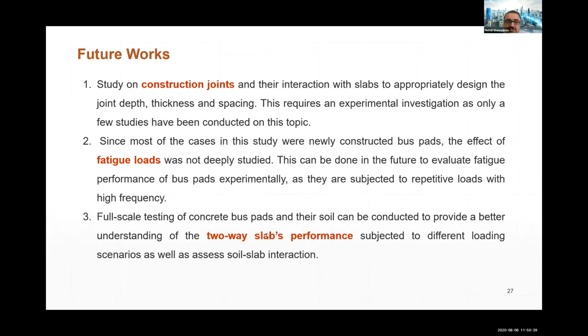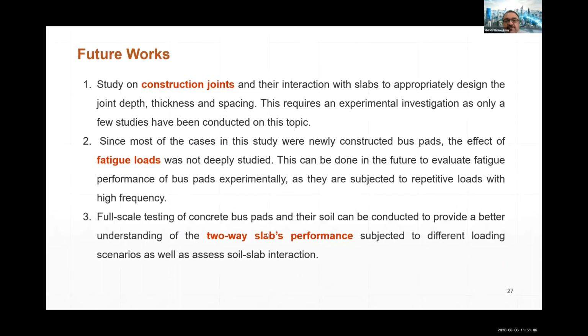As future work, we have different areas that we recommend. One of them is the design of construction joints, which are very important and have not been paid enough attention in most of the designs that we've seen here in Baltimore. And another thing is design for fatigue load.